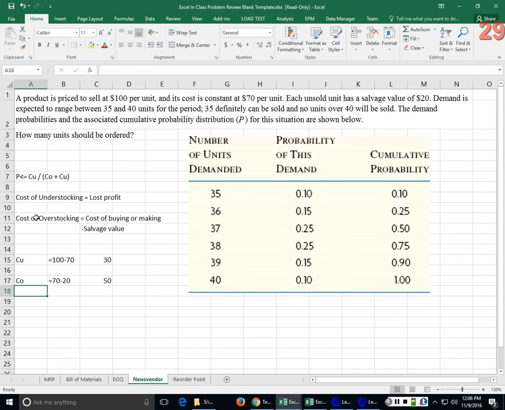So that's the key to this one, and once you get cost of understocking and cost of overstocking, it's plug and play into the formula. So I'm going to say P should be less than or equal to 30 divided by 30 plus 50, according to our formula. Cost of understocking is 30. So to be consistent, we'll go 50 plus 30.